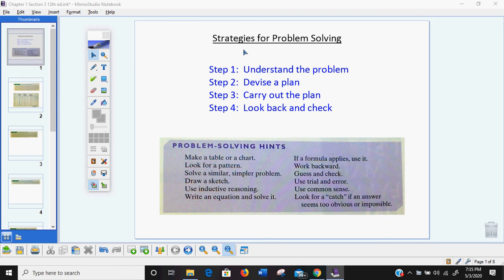This section is on strategies for solving problems. Step 1 is to understand the problem. Step 2, devise a plan. Step 3, carry out the plan. And really important, step 4, look back and check it.